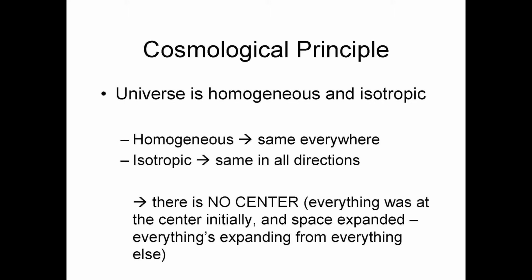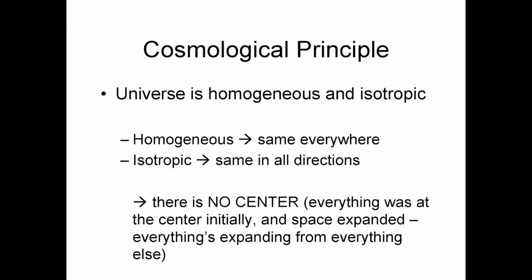We can test these ideas, but we start by assuming them, because otherwise all the Hubble-Lemaitre law says is that galaxies are moving away from us. So unless we're a really special place in the universe, then in fact everything is moving away from everything else. So let's see what we can test in these ideas. If they're both true, that the universe is the same everywhere in all directions, then that means there is no center to the universe. There is no center. That means everything was at the center initially and space expanded. So everything's expanding away from everything else.